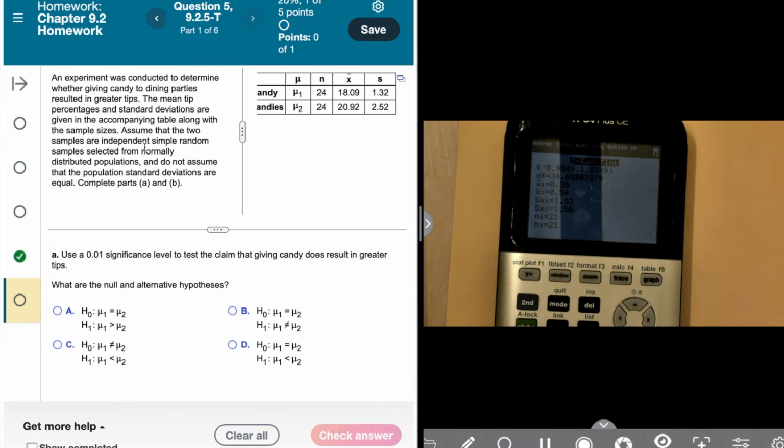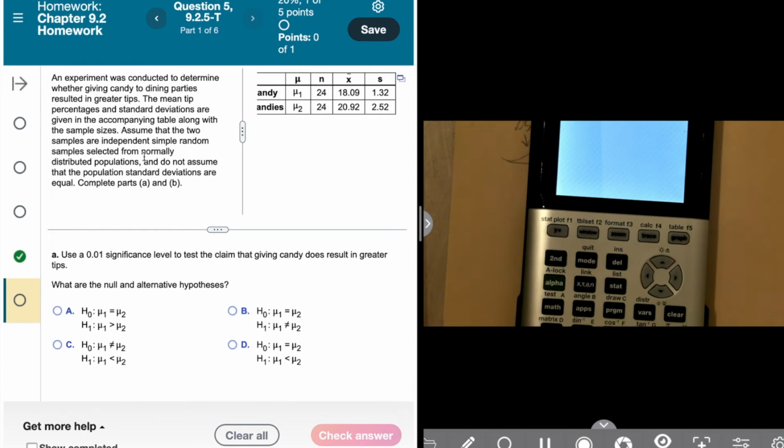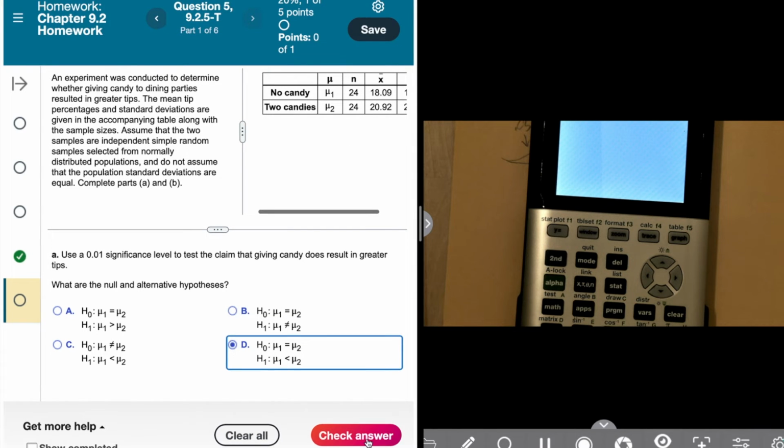All right, and once again, here we go through example 5. Let's go through this one. Does giving candy result in greater tips? So if we do give no candy or 2 candies, that's population 2. So does population 2 get greater tips because they give the candies? And that's going to be one-sided. So does population 2 get greater tips?